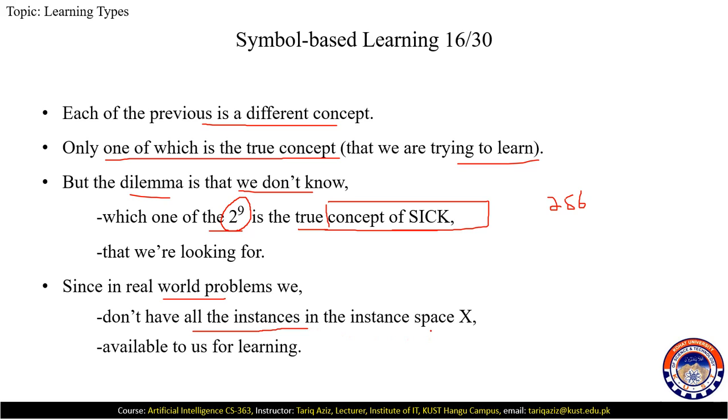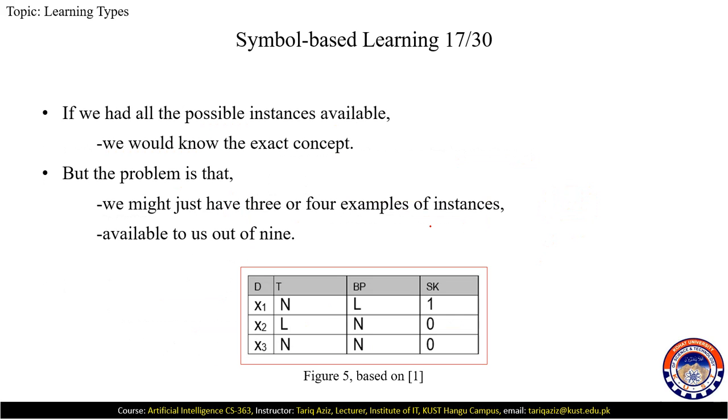Okay. Now here it says that in real world problems we don't have all the instances in the instance space X available to us for learning, as we discussed previously that in the real world you will not have all these possible instances of X. Rather you will have limited instances of X, which we denoted by D. Okay. Now, dear students, it says that if we had all the possible instances available, we would know the exact concept. But the problem is that we might just have 3 or 4 examples of instances available to us out of 9. So it's not possible that we will have all the instances. We will have limited instances.